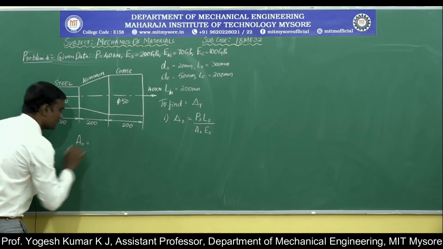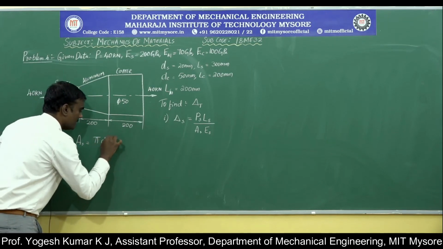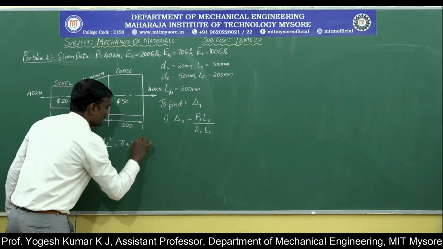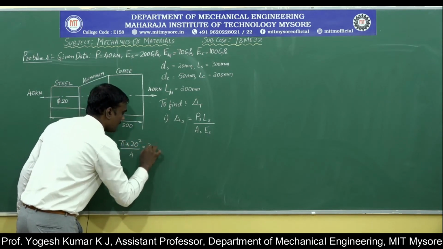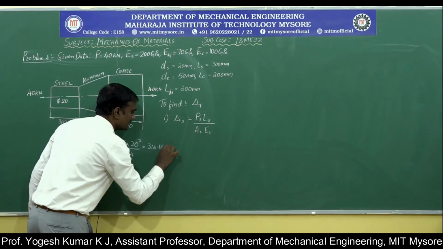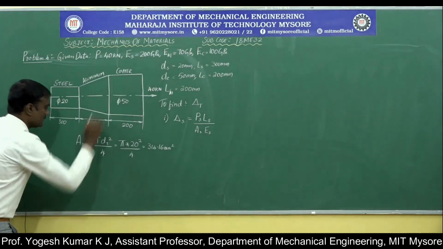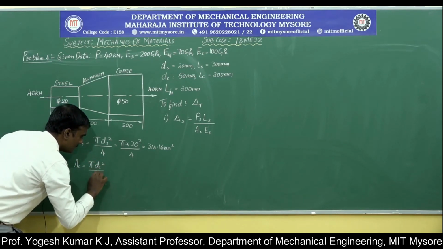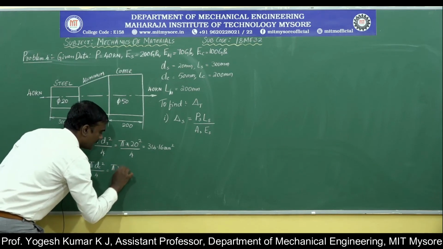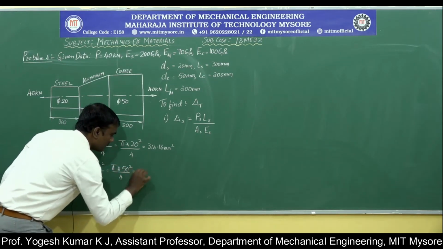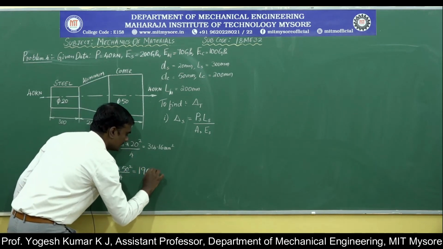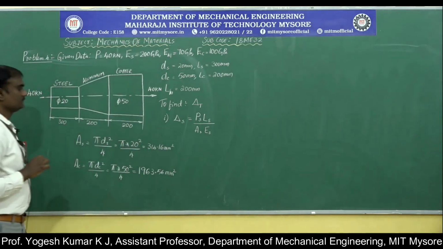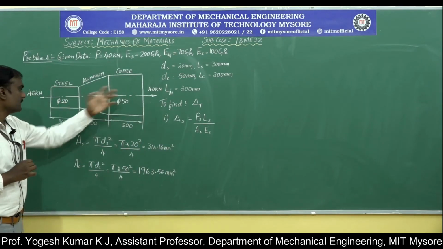Let us find the area of steel. Pi Ds square divided by 4, pi into 20 square by 4. We get 314.16 mm square. Let us find the area of copper now. Pi Dc square divided by 4, pi into 50 square divided by 4. We get a value 1963.56 millimeter square. So we have found the area of steel as well as copper.